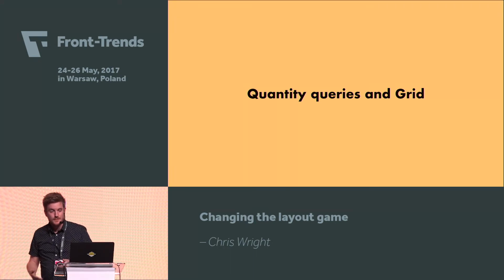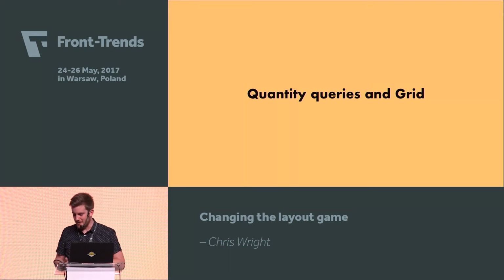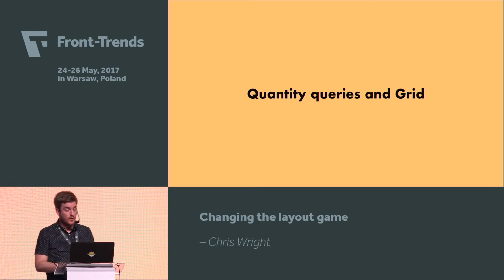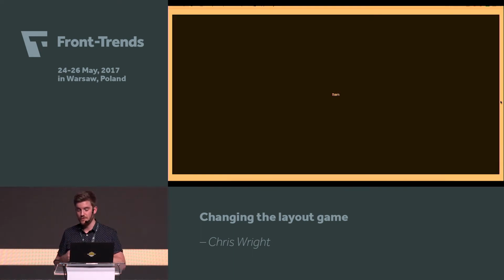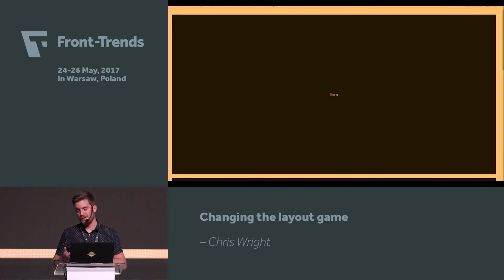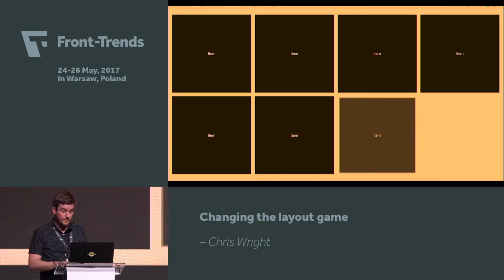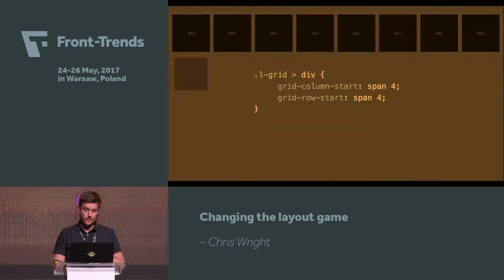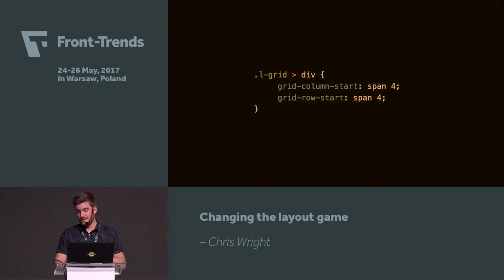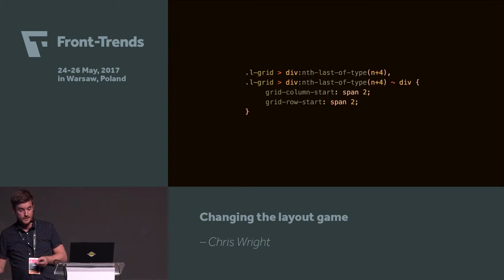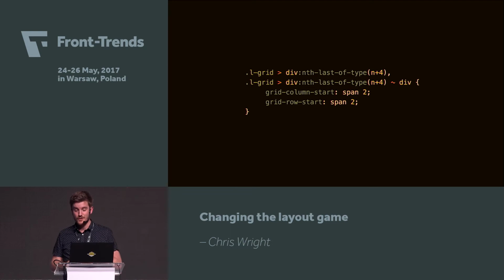I mentioned quantity queries before. So this was sort of an experiment of what would happen if you were to use quantity queries with the span keyword. And you can do sort of interesting things here. So depending on how many items you have, you could change the span amount in that way. And so you might have your standard classes for span, and then use the quantity query, which, as you see, uses the nth selector and the general sibling selector to help us change what the value of the span is.